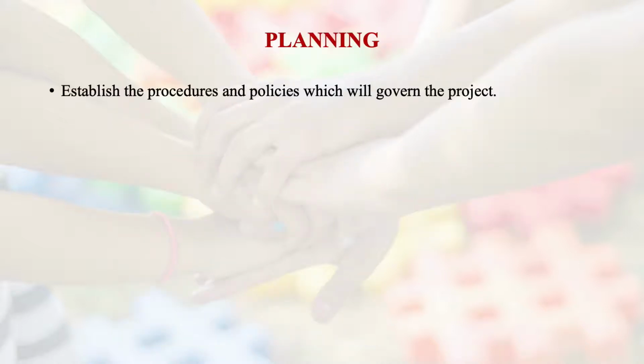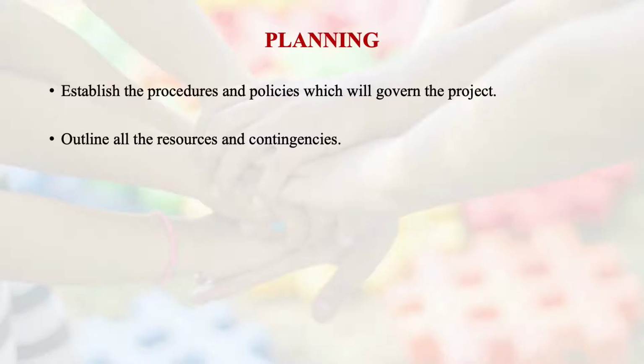Well, as far as planning is concerned, in the first stage of planning, you establish the procedures and policies which will govern the project, right? So who will be responsible for what activities, what processes will be followed, right? All these things are done in the planning phase. Then outline all the resources and contingency. So what resources you have, which may include your cash, your people, and other infrastructure resources in case they are needed. All those things you have to list, and various contingencies associated with those projects.